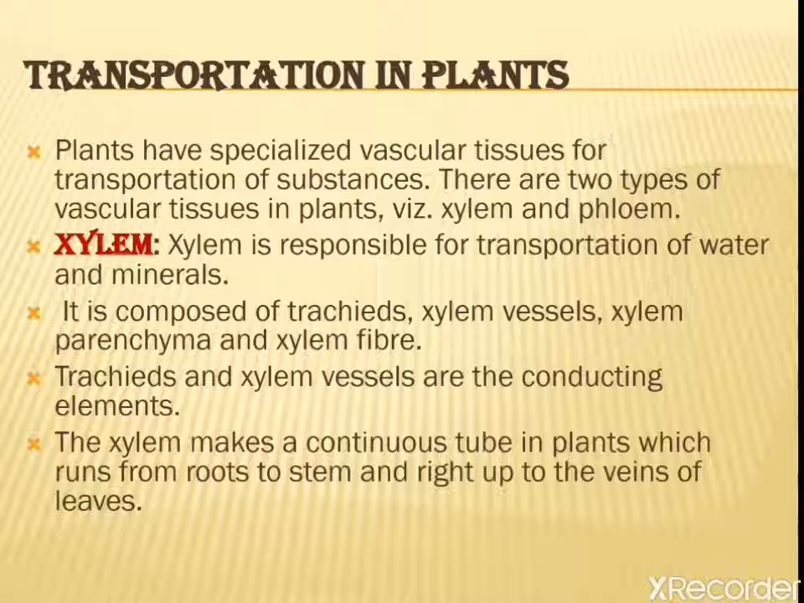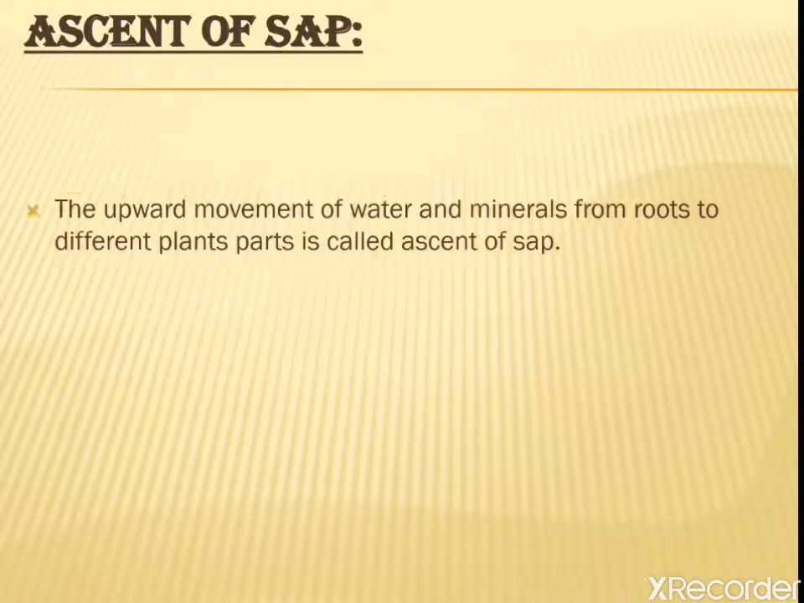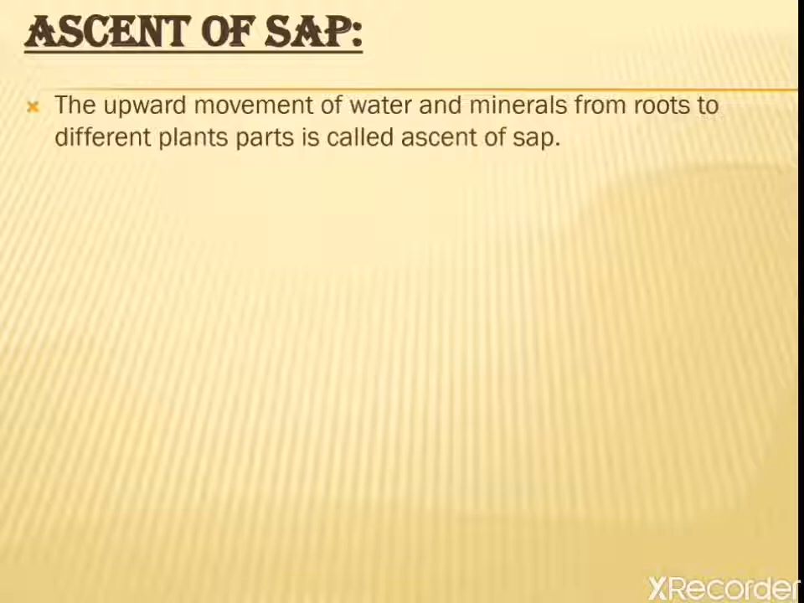The xylem makes a continuous tube in plants which runs from roots to stem and right up to the veins of the leaves. Means it transports the water and minerals from roots to the veins of the leaves or to upper parts of the plant. Ascent of sap. The upward movement of water from roots to different parts of the plant is called as ascent of sap.